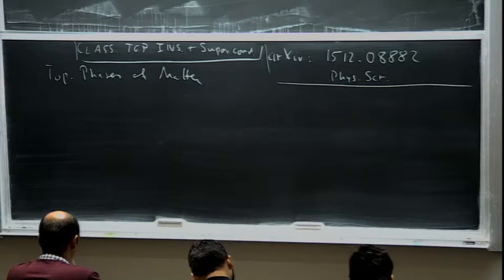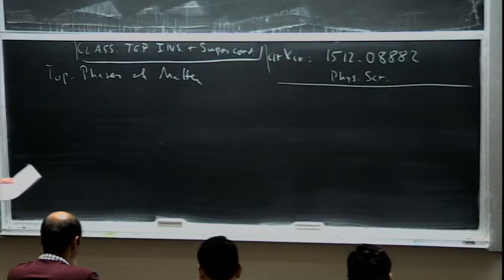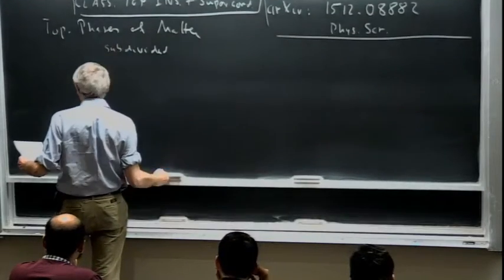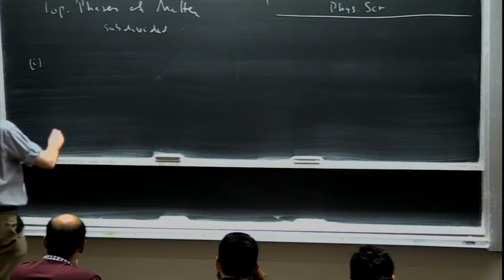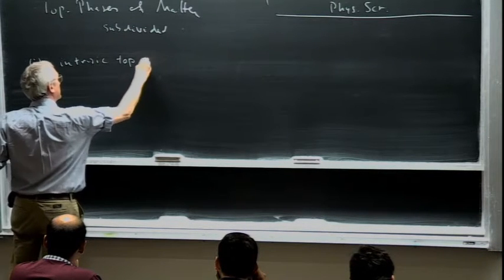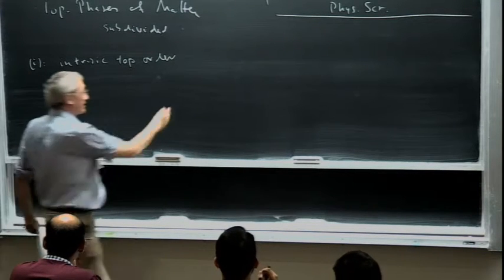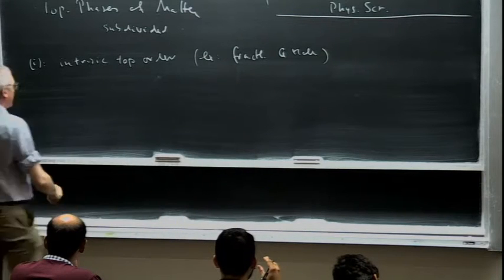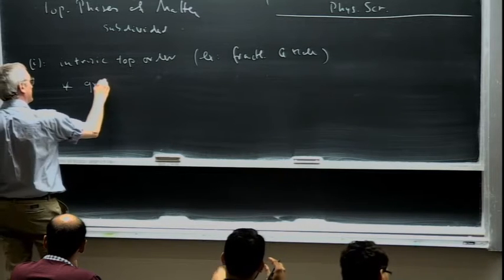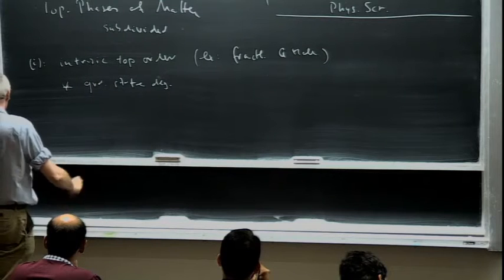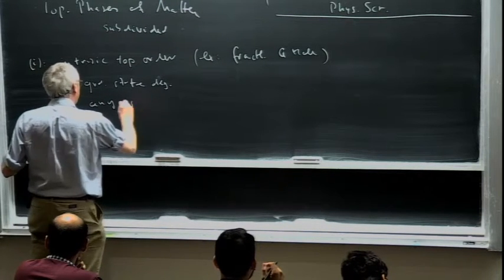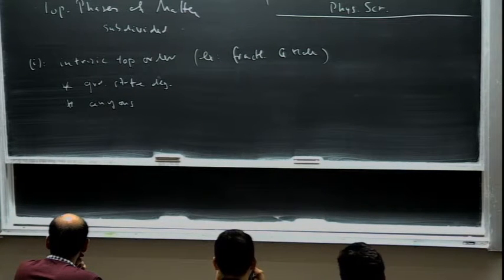So, classification of topological insulators and superconductors. Let me start by saying things that are probably well known. Topological phases of matter can be subdivided into at least two categories. Topological phases with intrinsic topological order, so examples are fractional quantum Hall states. These systems have ground state degeneracies when you put the system on a space that is topologically non-trivial, and have anyonic excitations, which have fractional quantum numbers and non-trivial braid statistics, and so on.